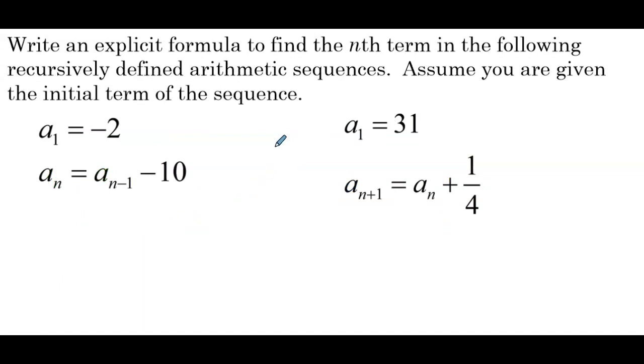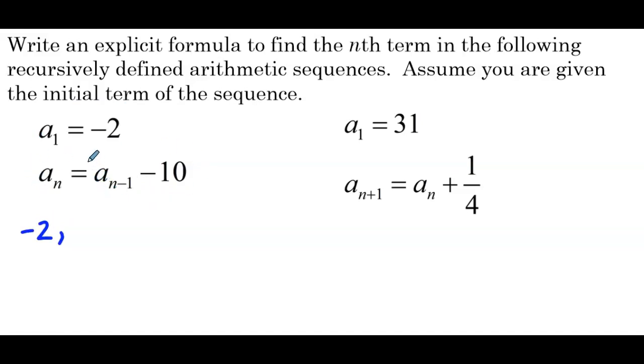Now write an explicit formula to find the nth term in the following recursively defined arithmetic sequences. Assume you are given the initial term of the sequence. So this is nice because we're going to start with a recursive and end with an explicit. So the in-between step here that I would do is write out a few terms of the sequence. So we have a recursive formula here. So the first term is negative 2.